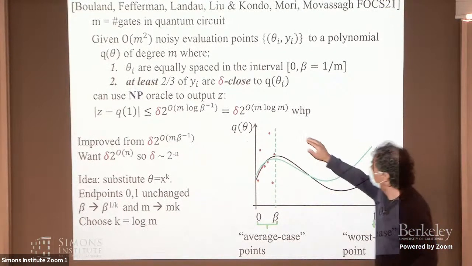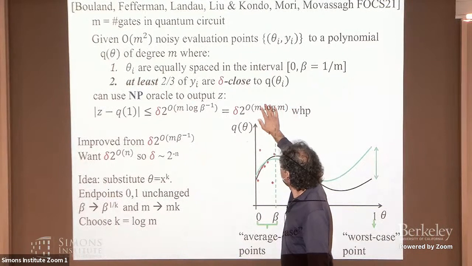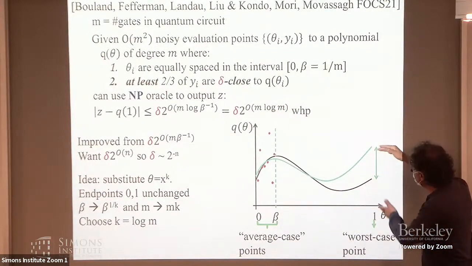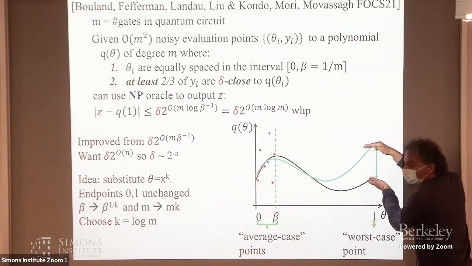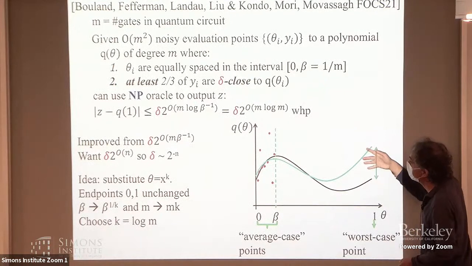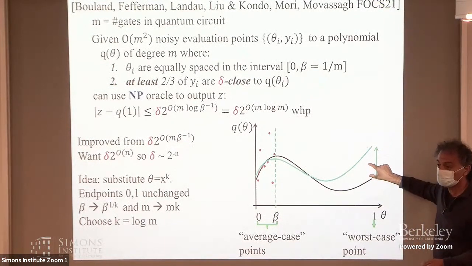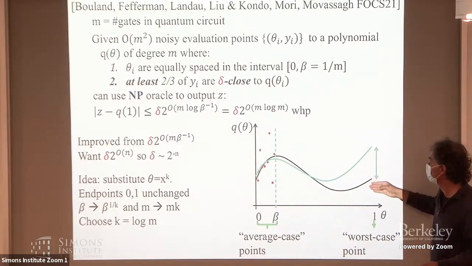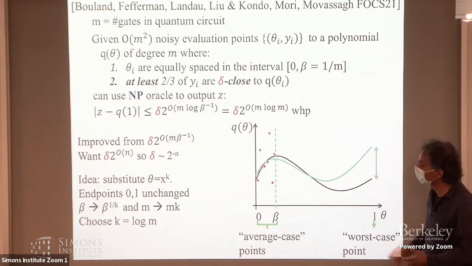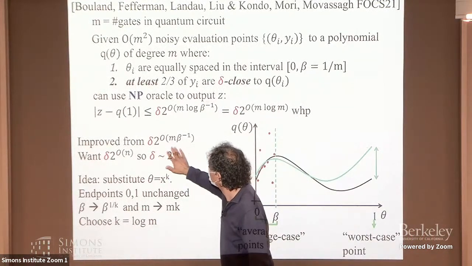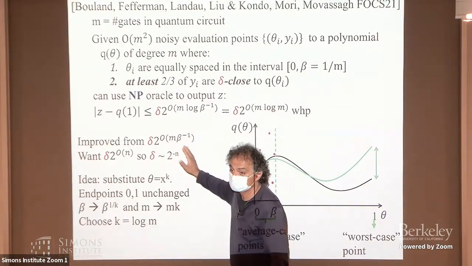You want it to be linear, right? Eventually we want to say the worst-case circuit's output probability is hard to approximate to within how much? Well, we want delta to be small there. We want to say that within a constant factor, it's hard to approximate. So certainly we want delta to be 2 to the minus order n.